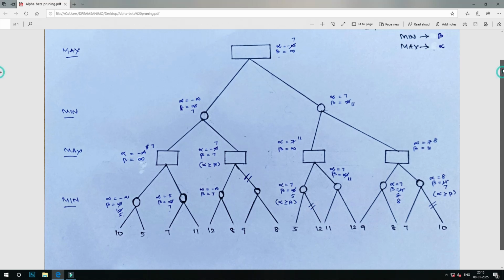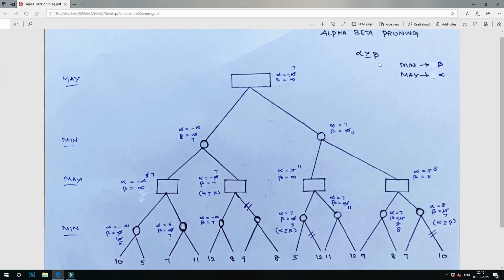Here the condition is alpha is greater than or equal to beta, then the tree should be pruned. Okay. So we are going to consider two things here: one is minimum, another one is maximum. For maximum, we consider the alpha value, and for minimum, we consider the beta value. The values are traversed from left to right only. So initially, we have to put max, min, like this, for each level.